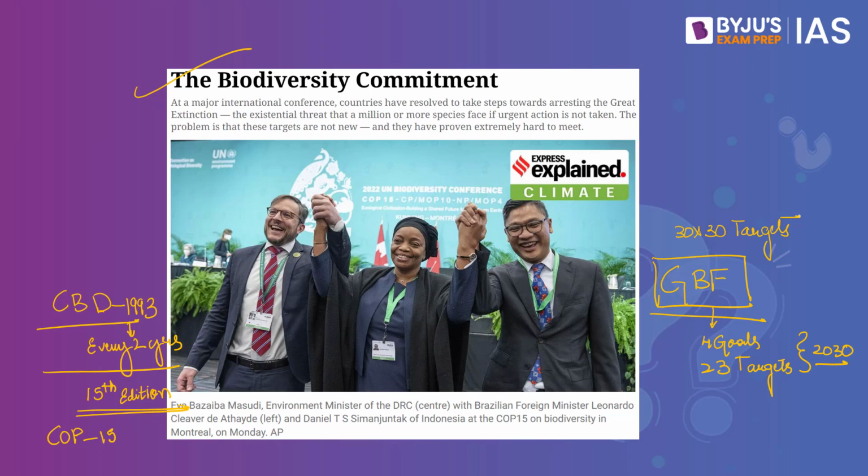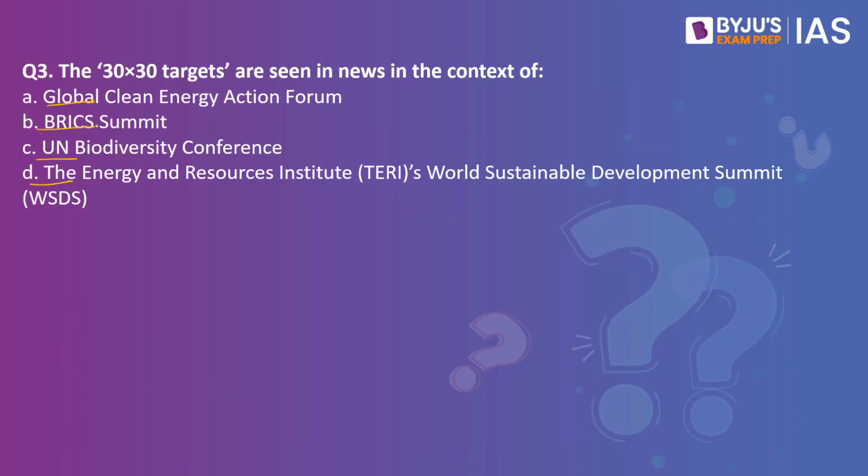It is a commitment to protect at least 30% of the world's lands, oceans and coastal areas by the year 2030. That is to ensure that restoration activities are started on at least 30% of the degraded land or marine ecosystems by the year 2030. So the right answer to our question would be UN Biodiversity Conference.